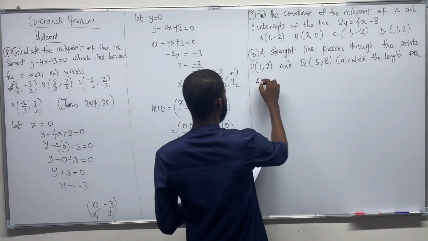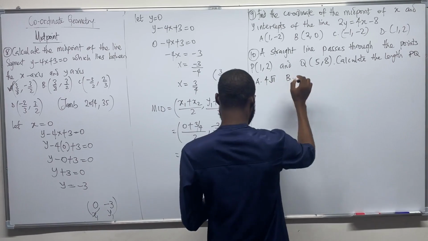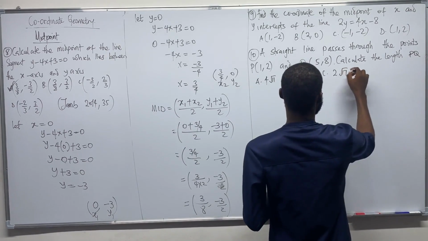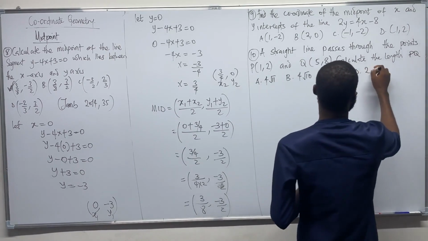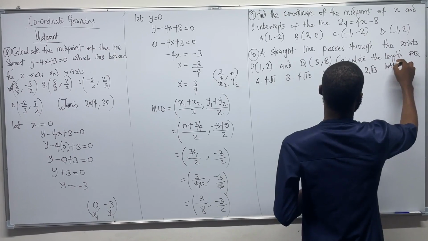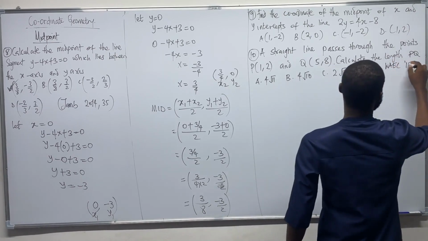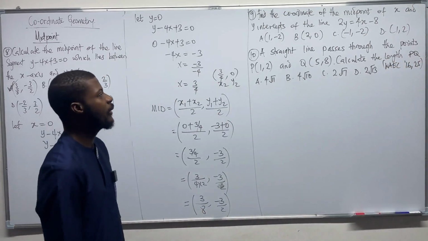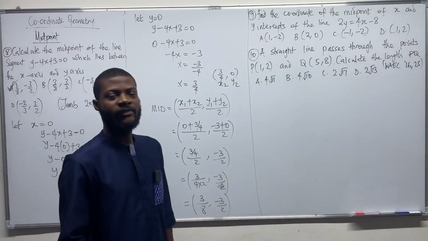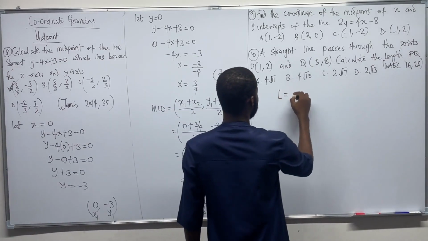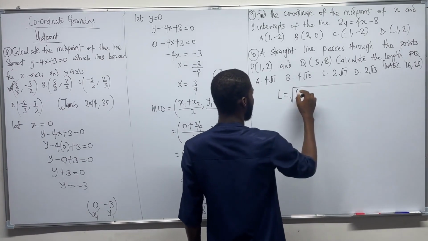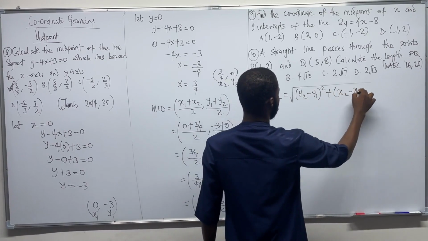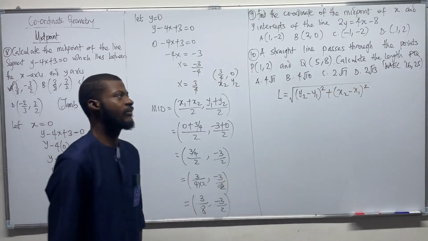So we have A as 4 root 11, B as 4 root 10, C as 2 root 17, D as 2 root 13. This is a Y equation, however, and it's from 2016, number 25. That's what we have. Now, what do we do? It's easy. Length of a line has a formula. The length of a line is the square root of y2 minus y1 all squared plus x2 minus x1 all squared. So that's the formula for length of a line.